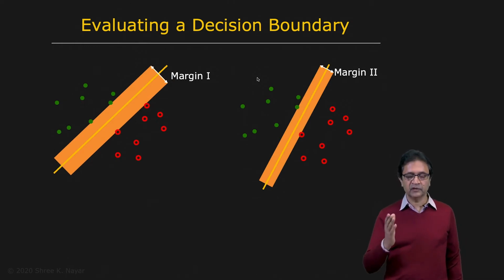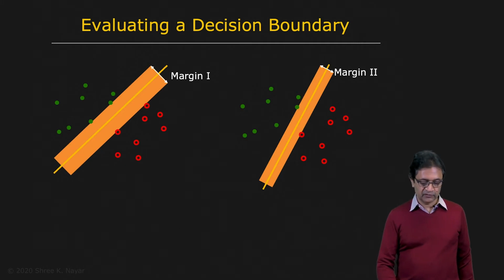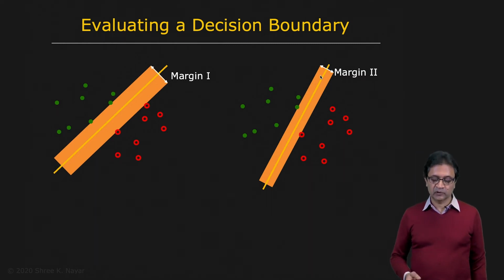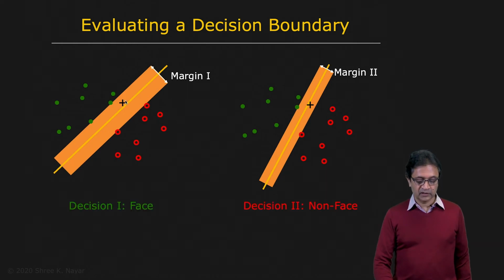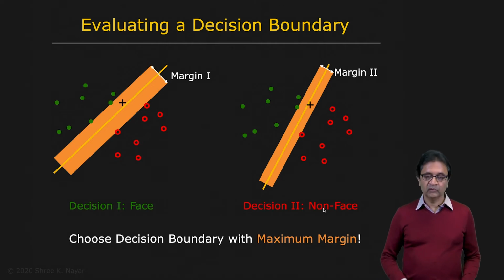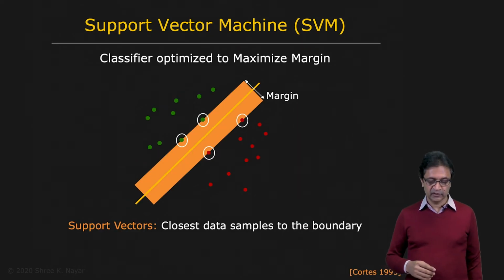So you can see that different decision boundaries, different lines here, will produce different safe zones. So here you have this decision boundary, this is the margin. In this case, you have a thinner margin for this decision boundary right here. And once again, the problem is that if you have a new feature that comes in, in this case it is considered to be a face. In this case, it's not a face. So we want to choose the decision boundary which maximizes the margin. That's what the support vector machine does.